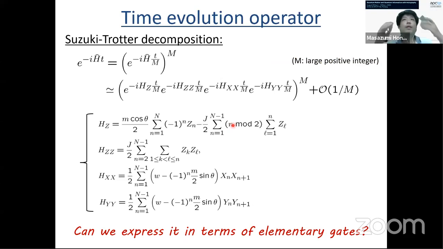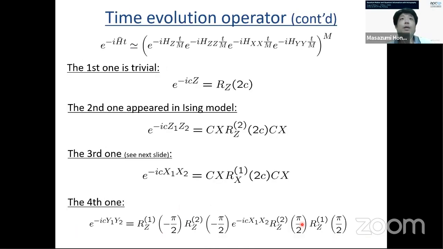Okay, then first let us construct the time evolution operator of the Schwinger model. And again, we use Suzuki-Trotter decomposition by using some large positive integer m. Then we can divide each interaction. Each interaction looks complicated, but we can indeed express each interaction in terms of elementary gates. And the first one is trivial.